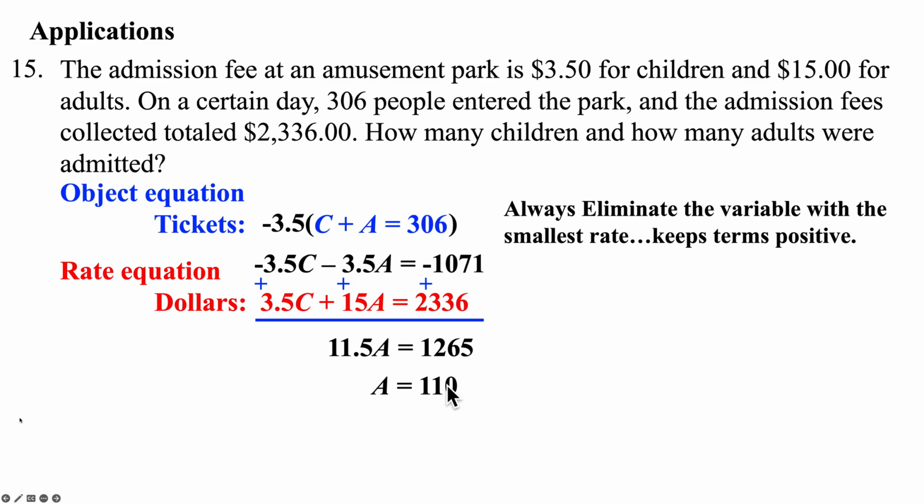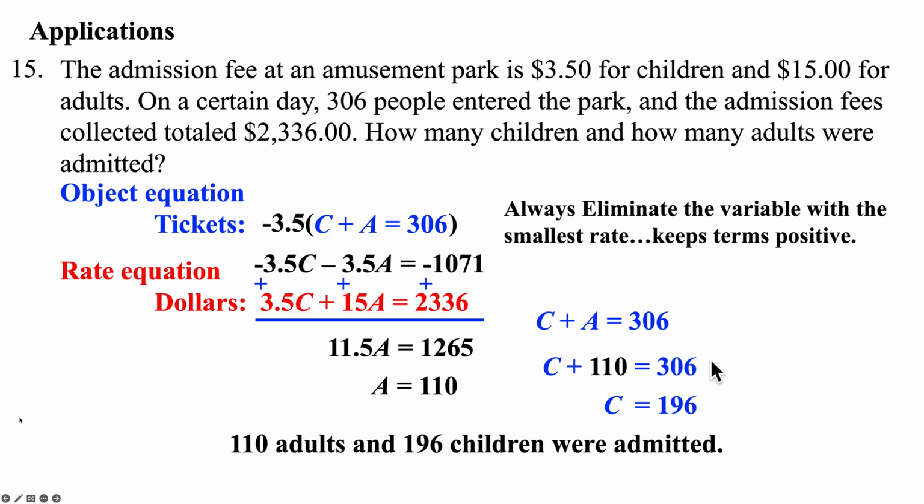So A is 110. Put that into the first equation where we know we had 306 tickets sold. Subtract over the 110, we get 196. So there was 110 adult tickets that were admitted and 196 children that were admitted into the amusement park.